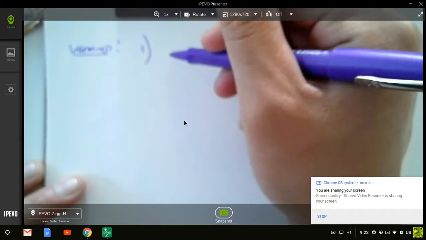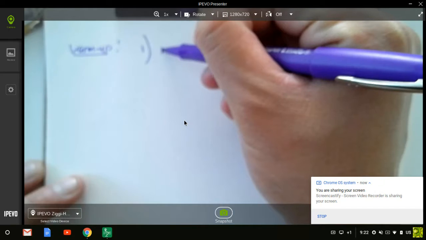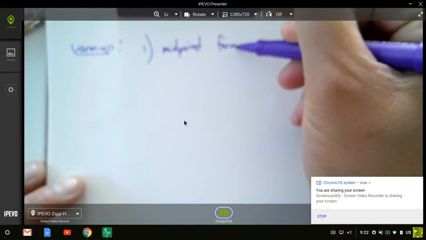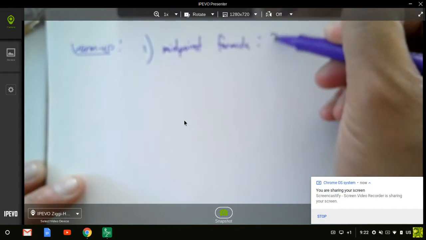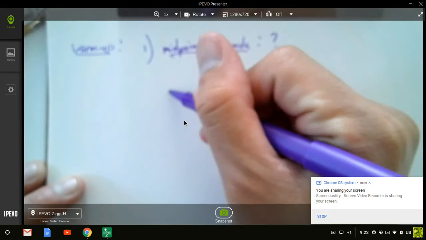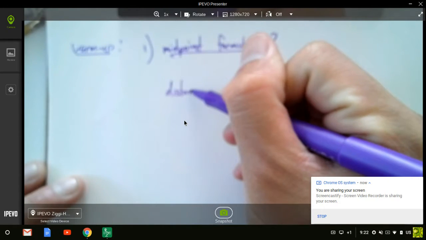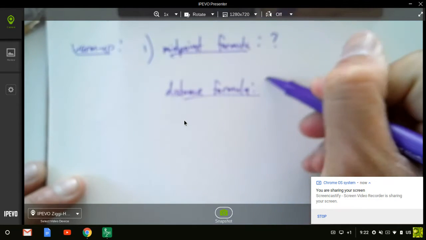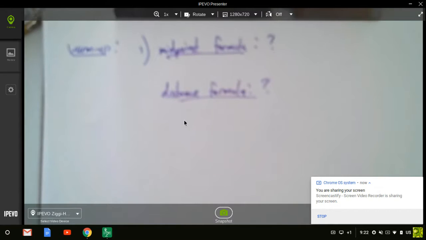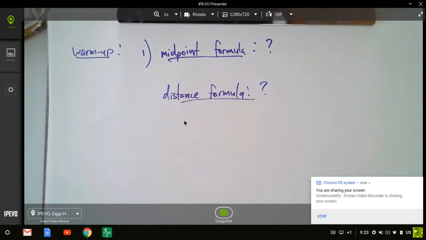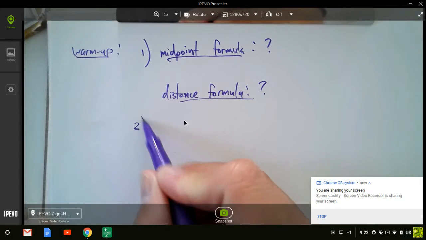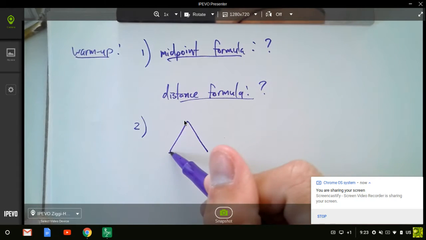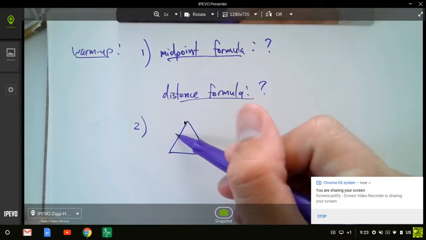So one will be, can you give me the midpoint formula, like a general midpoint formula, and can you give me the distance formula? So that's one part. Okay, good. That's one part. The other part is I'm going to give you a triangle with features that will seem familiar to you.